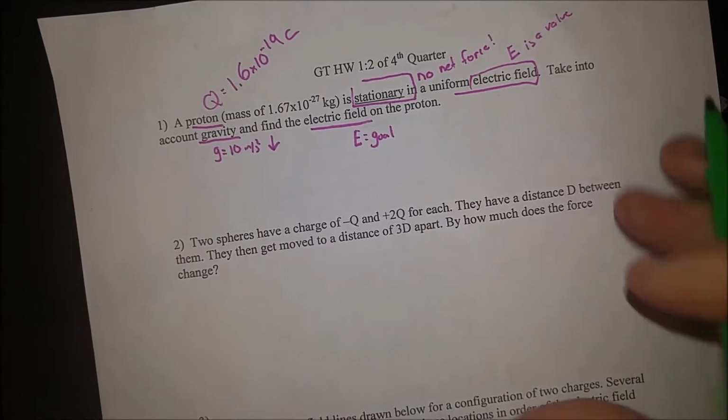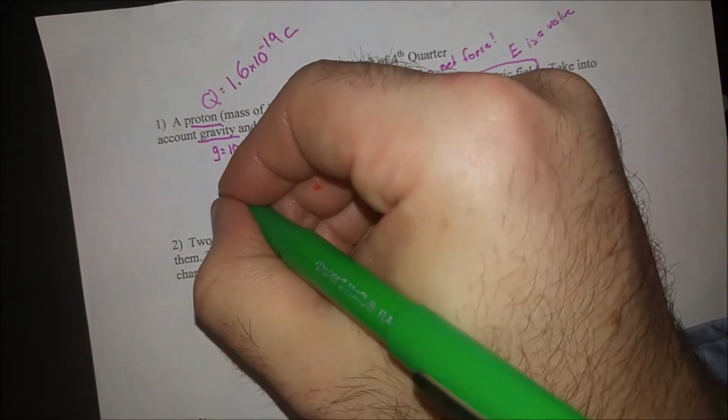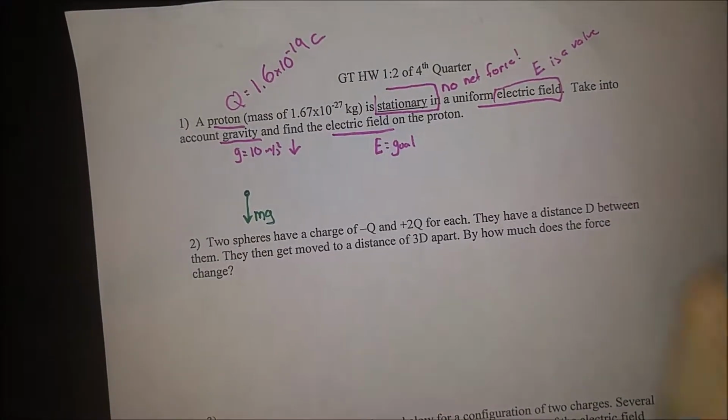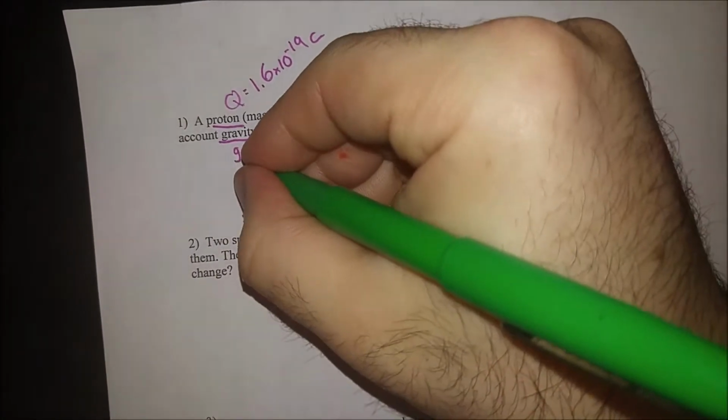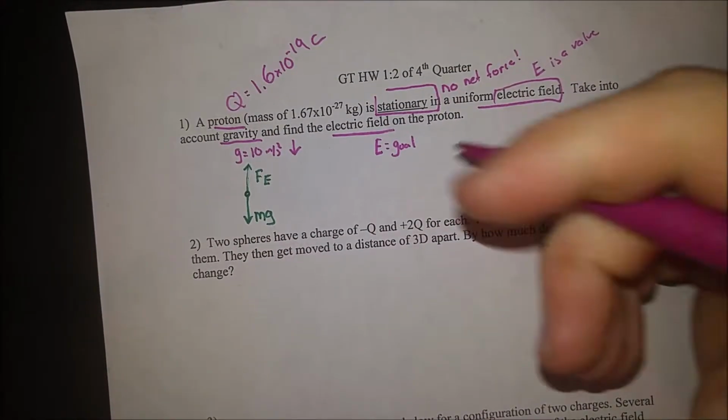So the first thing I recognize is that there's a force downward because it's in gravity. And that force is mg. If you do the math with the mass above and the gravity, which is 10, you get just 1.67 times 10 to the minus 26.